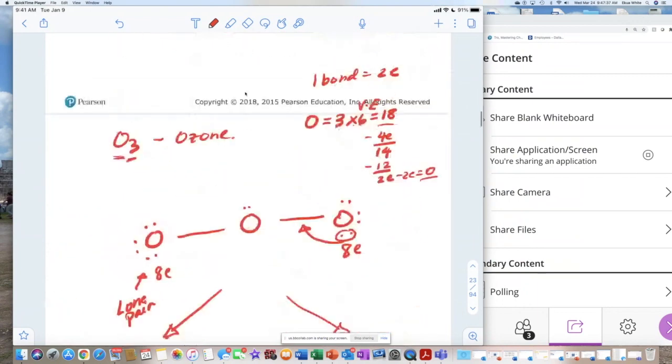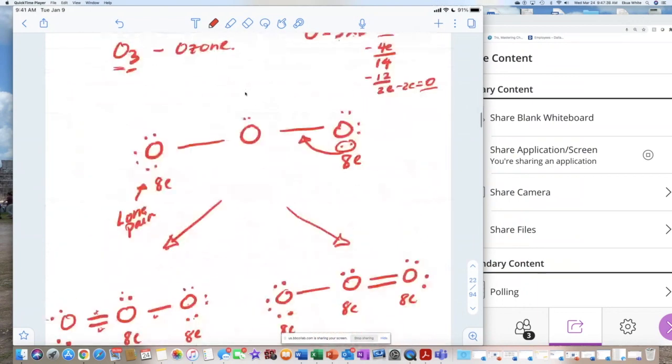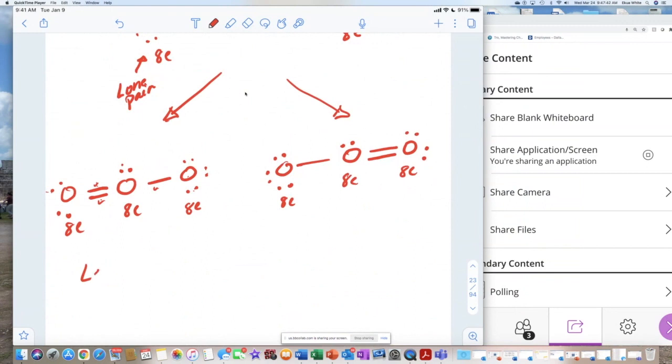So we are told, back to the resonance structures, that both, I'll call this Lewis structure A and Lewis structure B, are essentially alike, right? They're not the same, but they're alike, okay?